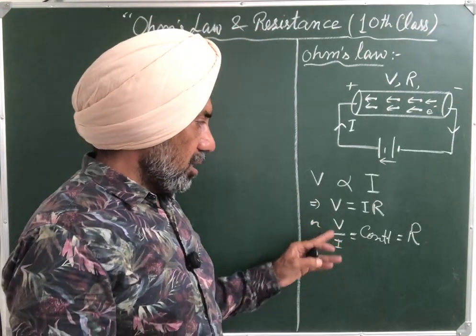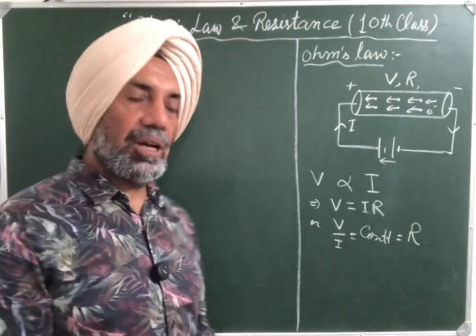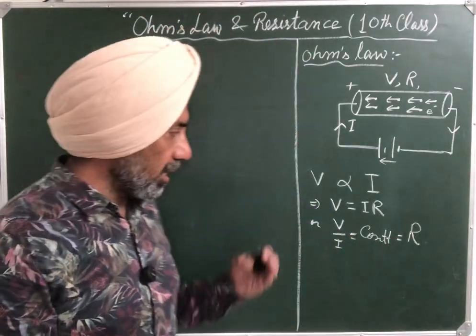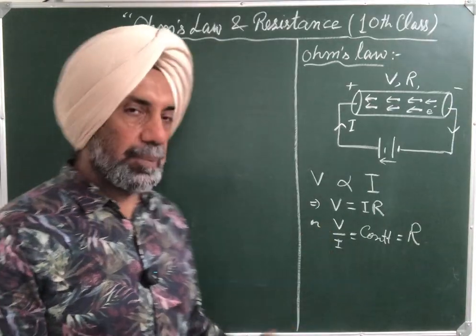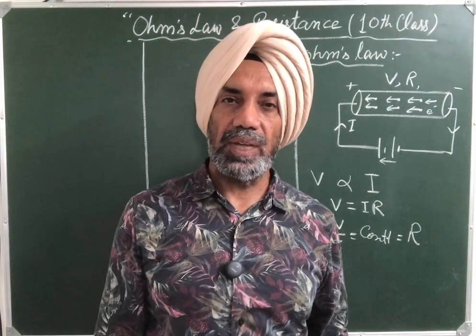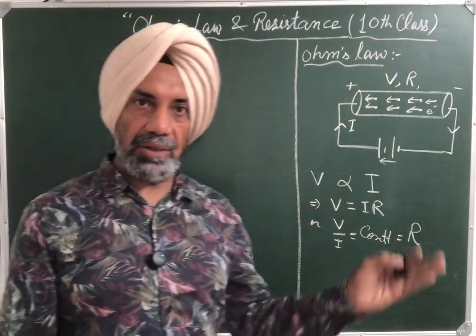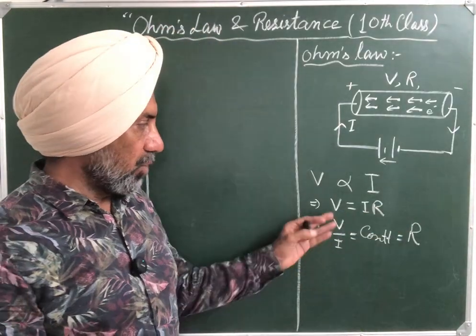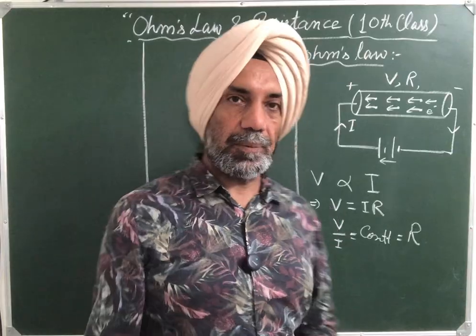But this resistance is independent of voltage or current, because more is the voltage, more is the current. This ratio V upon I remains constant. Resistance depends upon some other factors. I will discuss it later on. So V upon I is always constant.